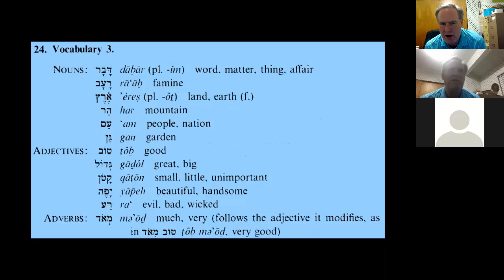Okay, so the first one is davar. Say that, please. And davar means word or matter or thing or affair. So there's a whole bunch of different things that one can mean. And the plural of that is devarim. Say devarim. Okay, the next one is famine, which is ra'av. Ra'av means famine. There's a famine in the land. Okay, the word eretz means land or earth. Eretz.